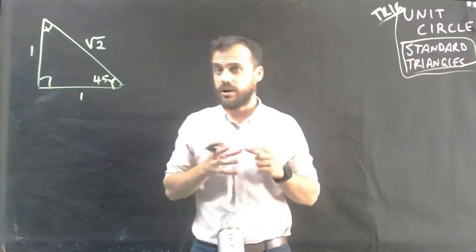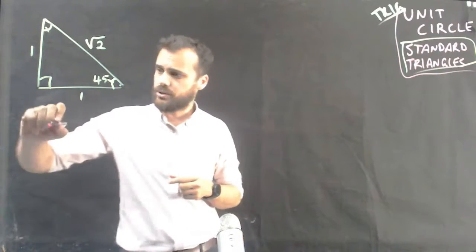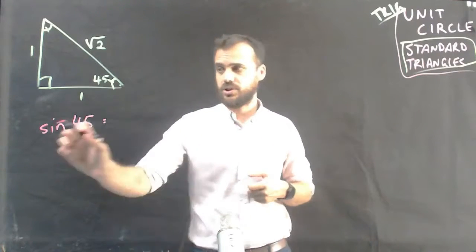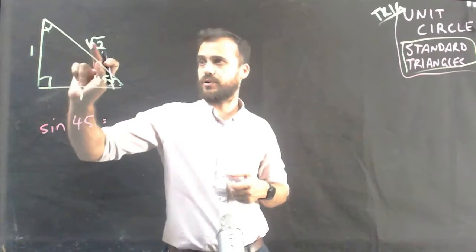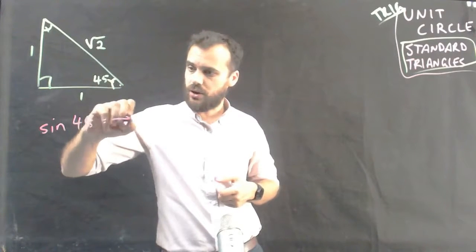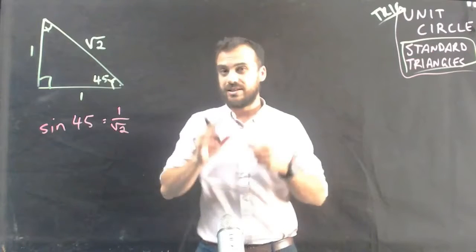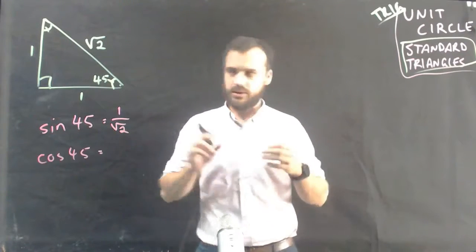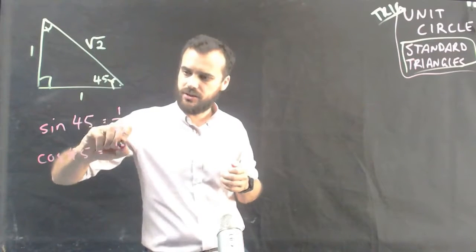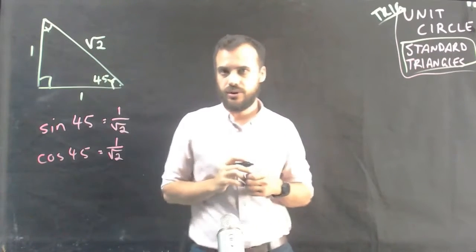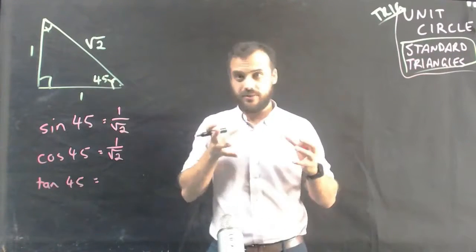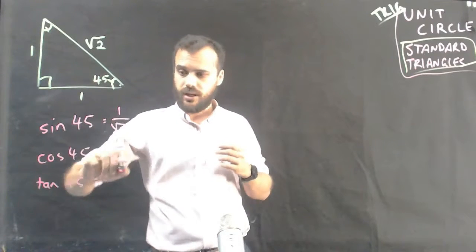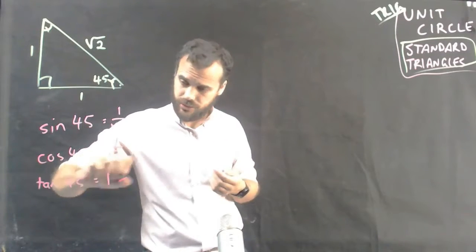Now you're probably wondering, why is that important? Well, that's important because now we know what sine 45 is equal to. Remember that sine anything is equal to opposite over hypotenuse, and that's 1 over root 2. That's an exact answer to sine 45. What about cosine 45? That's adjacent over hypotenuse, again 1 over root 2. And finally, tan 45. Tan 45 is equal to opposite over adjacent, which is 1 divided by 1. And 1 over 1 is equal to 1.